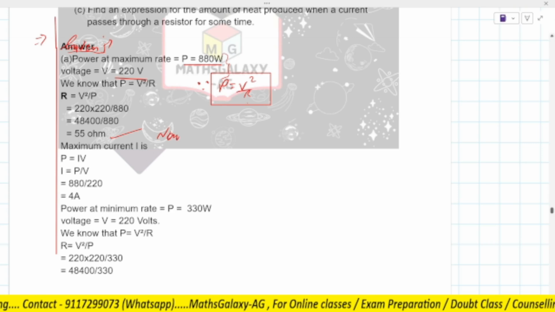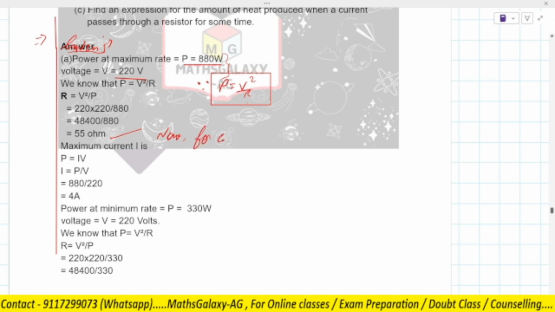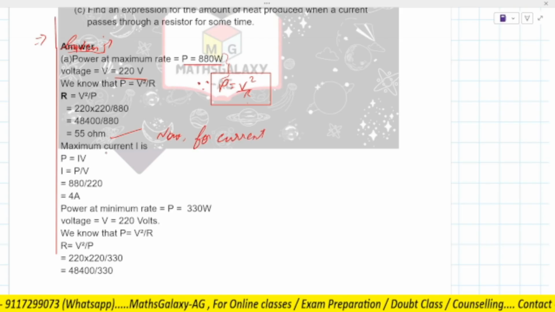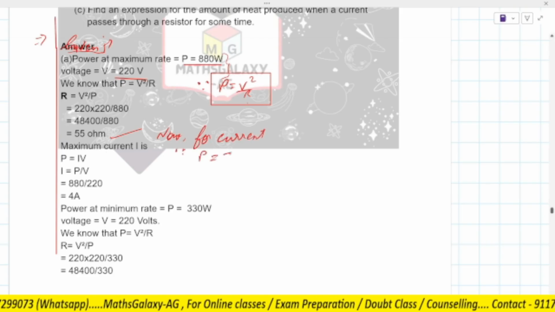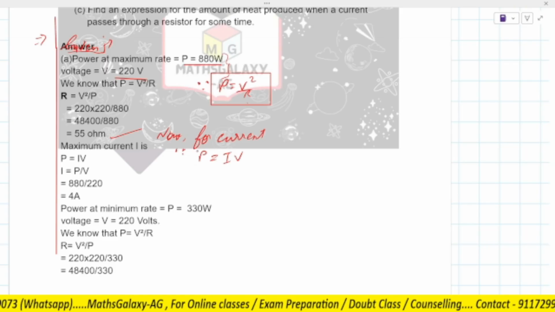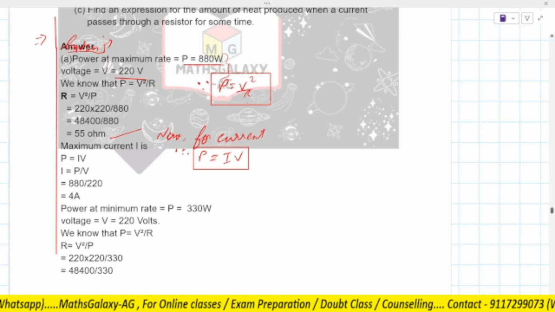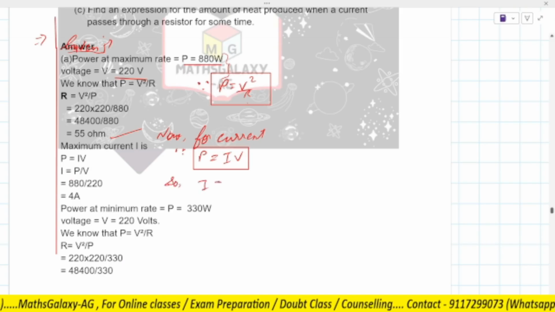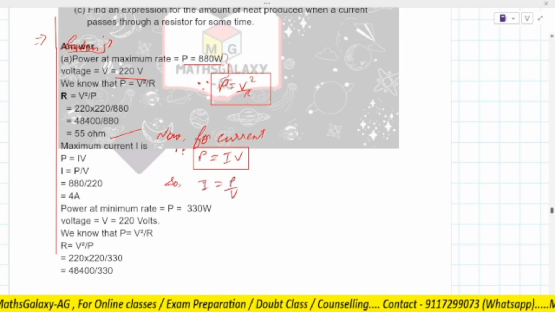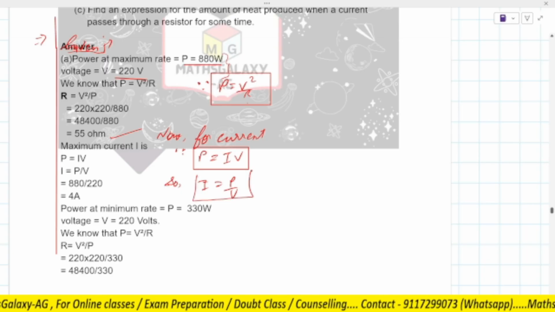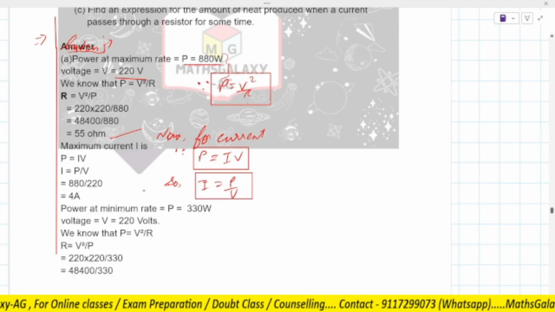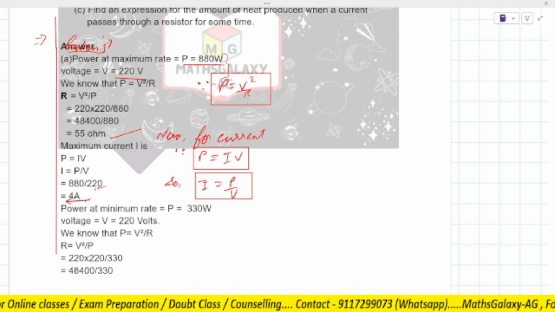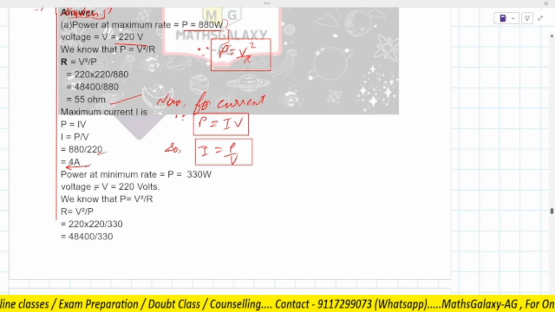Now for current. Since, or as we know, P equal to IV, keep it in a box. So I equal to P by V, right? I equal to P by V. Keep this one also inside a box. After this, put the values and you will get I equal to 4 ampere. Is it clear?